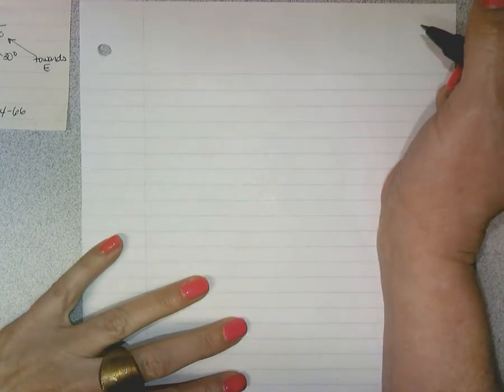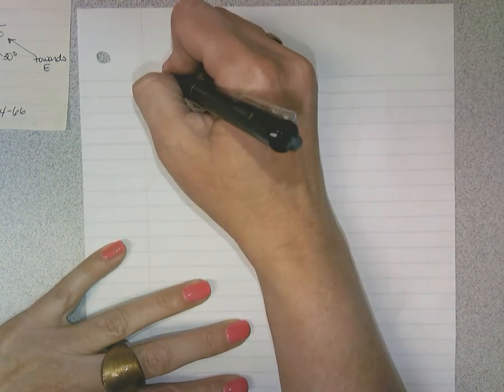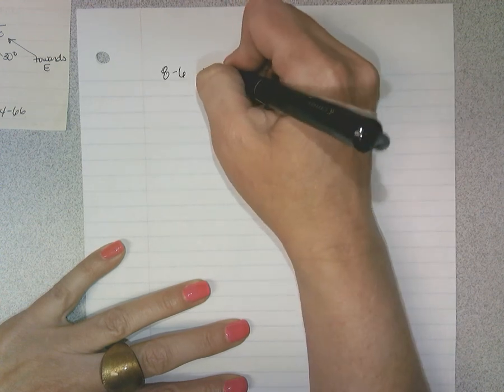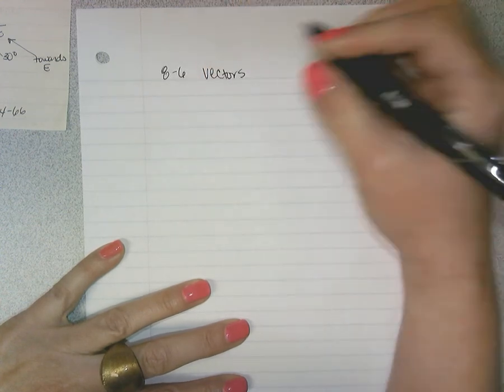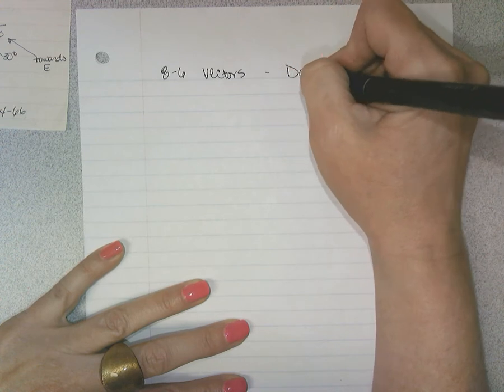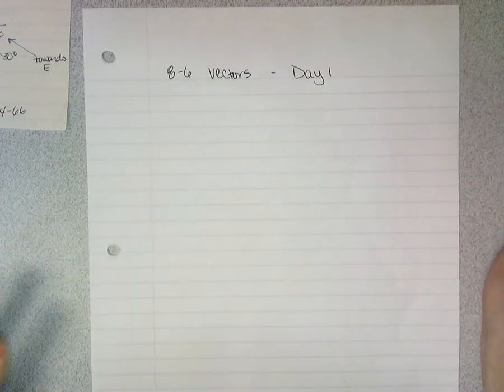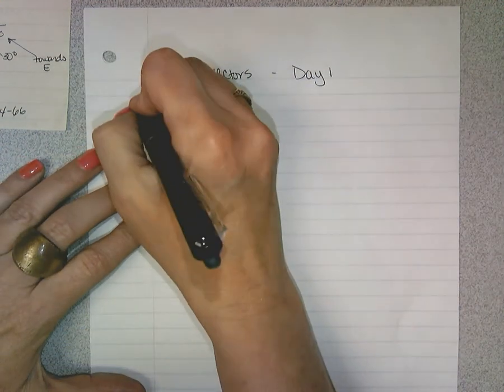Okay, everybody, I'd like to talk about vectors, which is actually from chapter 8.6 in our textbook. We're kind of going backwards a little bit, and we're going to have 2 days of notes. This is our day 1 notes about vectors. All right, first of all, definition of a vector.